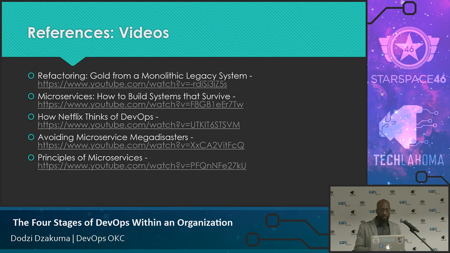Additionally, we have some videos that you can reference. My talk previously on moving gold from a monolithic legacy system goes through some of the details of why you want to break it down and how you can go about breaking down your system, as well as some other really good ones. Microservices: How to Build Systems That Survive talks about impermanence and always wanting to rewrite instead of adding more lines of code to a solution.